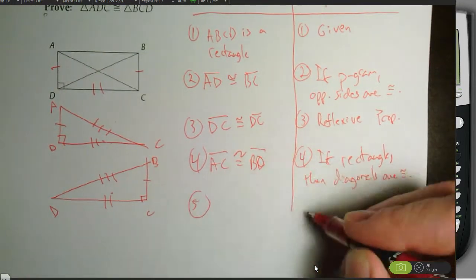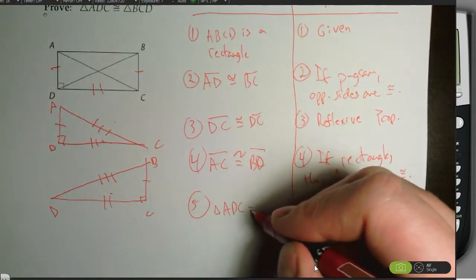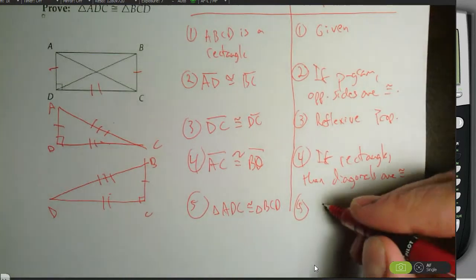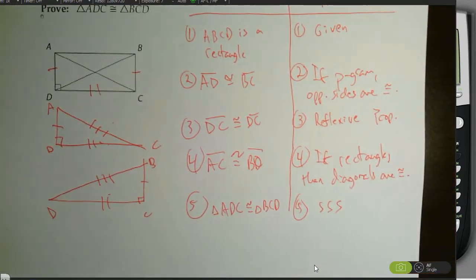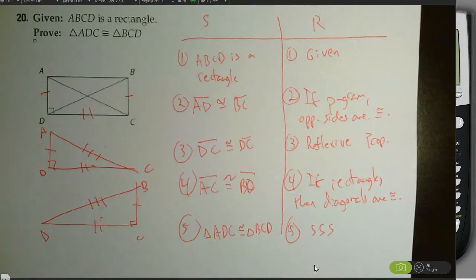And number 5 then, now we're ready for that last step. Triangle ADC is congruent to triangle BCD by side, side, side. So there we go.